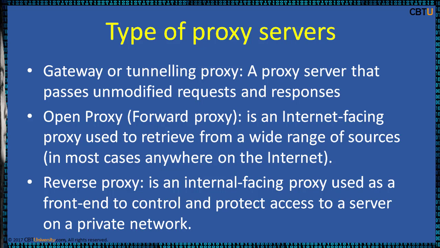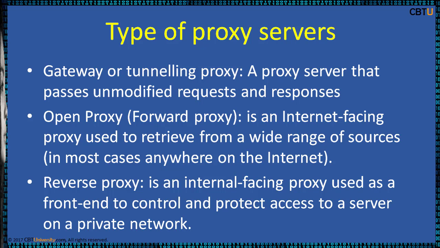Types of proxy servers: gateway or tunneling proxy, open proxy, and reverse proxy. A gateway or tunneling proxy is a server that passes unmodified requests and responses. Open proxy or forward proxy: this is an internet-facing proxy used to retrieve a wide range of resources. There are many open proxies on the internet. An anonymous open proxy allows users to conceal their IP address while browsing the web or using other internet services.